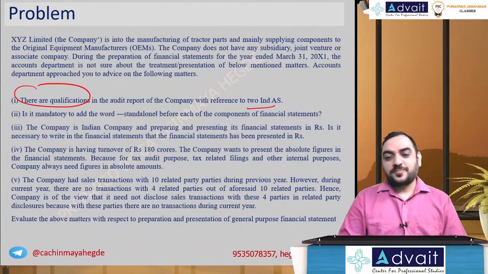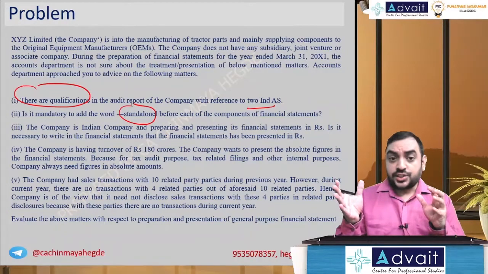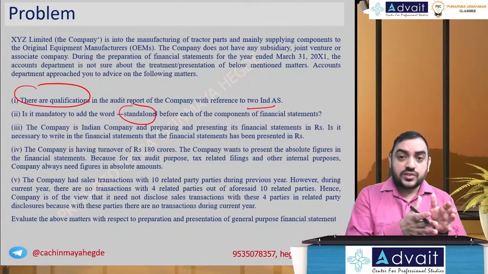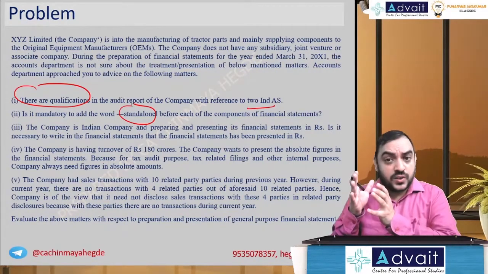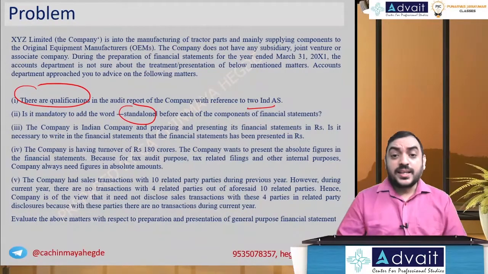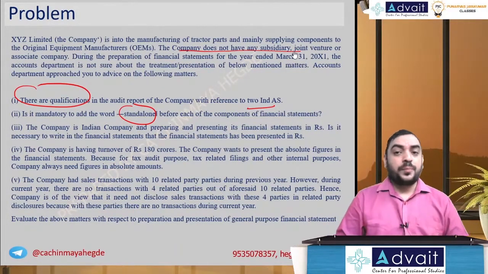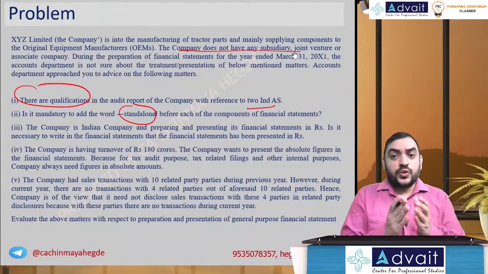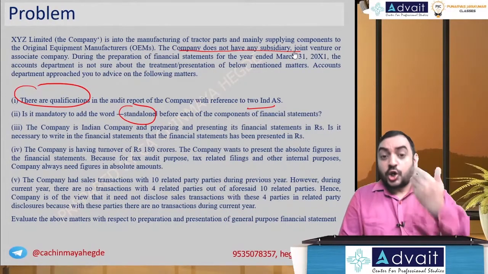I'll go to the second point. Is it mandatory to add the word standalone before each of the components of financial statements? As you know, if you are doing without consolidation, it's called standalone financial statements. If you are having a joint venture, subsidiary, associate, it's called consolidated financial statements. But the company does not have any subsidiary, joint venture or associate. So where is the need for you to prepare consolidated financial statements? So when you don't have a need to consolidate, that means you prepare only one set. Should I call it standalone?